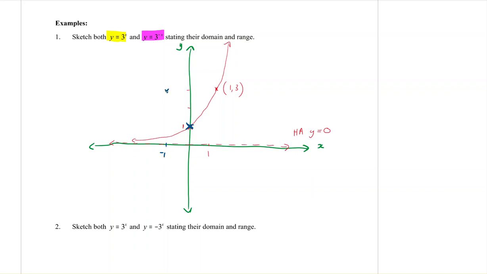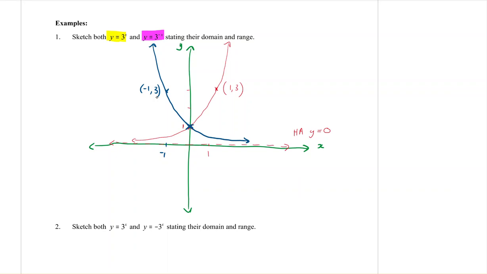And all that putting that minus sign in has done is reflected my curve across the y-axis. Okay, I've got my horizontal asymptote, I'm showing my y-intercept, and I'm also going to label my extra point, (-1, 3).